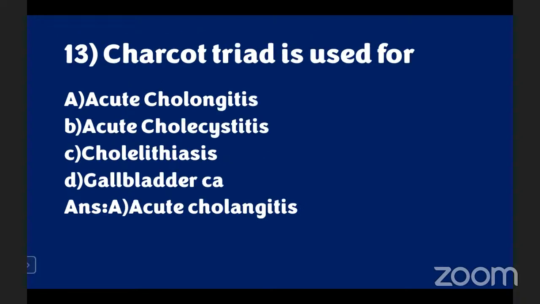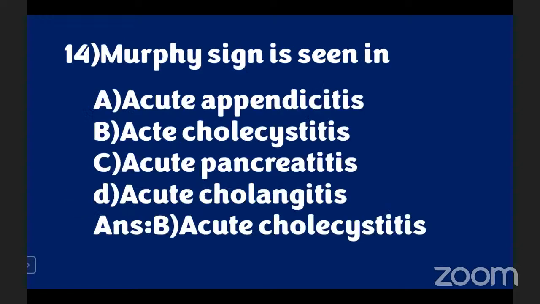Next one is Charcot triad is used for option A, acute cholangitis. Option B, acute cholecystitis. Option C, cholelithiasis. Option D, gallbladder carcinoma. Answer is option A, acute cholangitis, in which Charcot triad is seen.